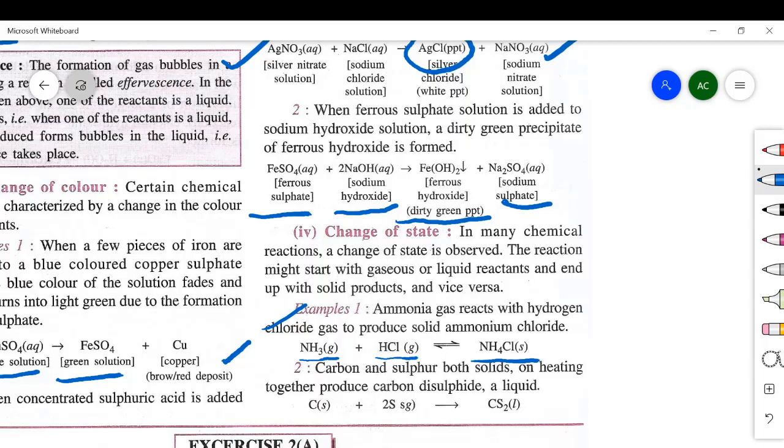Another, carbon and sulfur both are solids, but when you heat them they will turn into a liquid, that is carbon disulfide. So carbon is also a solid, sulfur is also a solid, but as soon as you heat them, a liquid will be formed, whose name is carbon disulfide.